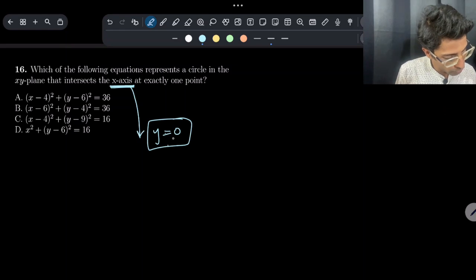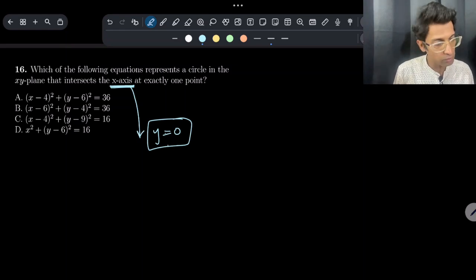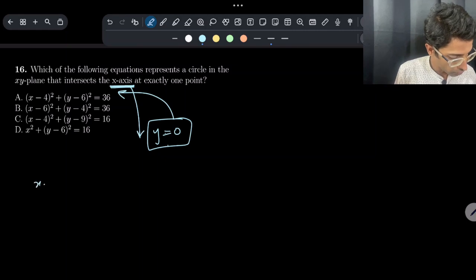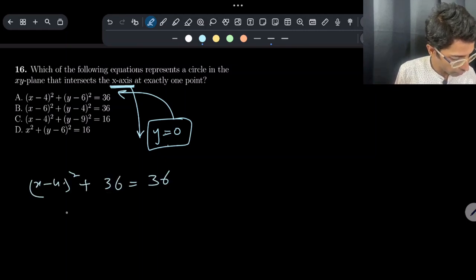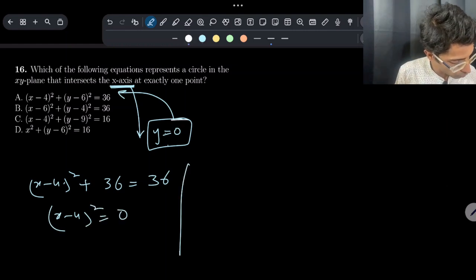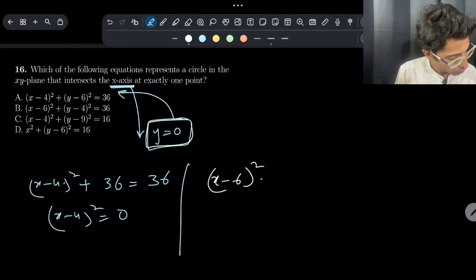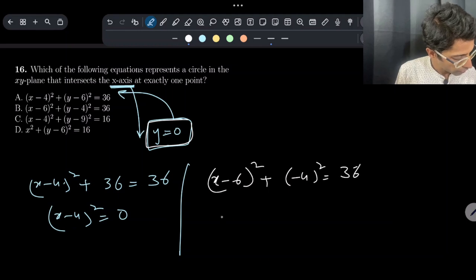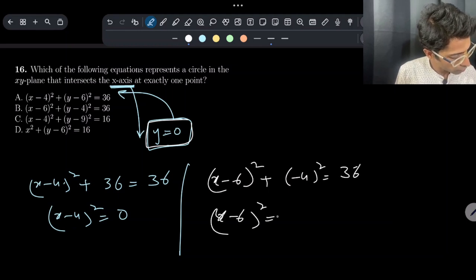Once you see x-axis in your question, this should immediately pop up in your mind. So substitute y equal to 0 in any of these equations. Let's substitute it in option number 1. Plus 36 equal to 36. So x minus 4 whole square equal to 0. Let's substitute y equal to 0 in the next option. x minus 6 whole square plus minus 4 whole square equal to 36. x minus 6 whole square is equal to 36 minus 16, which comes out to be 20.